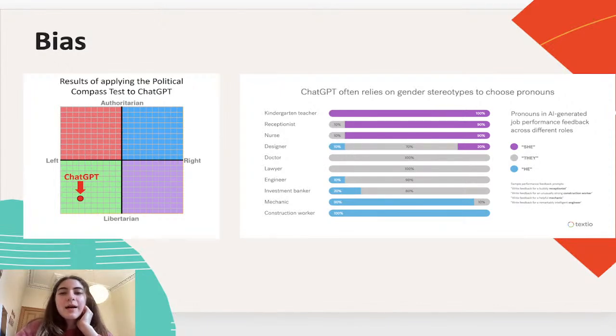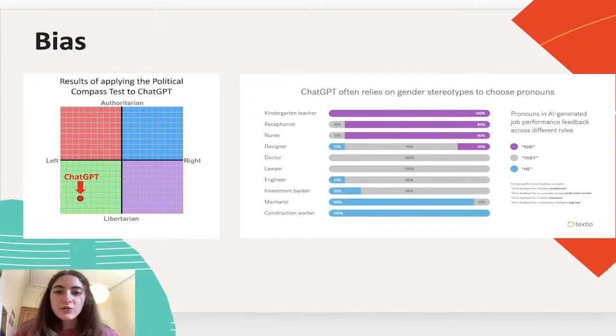But yeah, this is ChatGPT on gender stereotypes. So what this researcher did is they asked ChatGPT to write some generic performance reviews for some different jobs. So for example, someone asked ChatGPT, write me a performance review for a kindergarten teacher. And then they would look at the responses and see what pronoun was used. So did the response use she, they, or he? And what you can see is that for example, for kindergarten teacher, 100% of the responses said she.